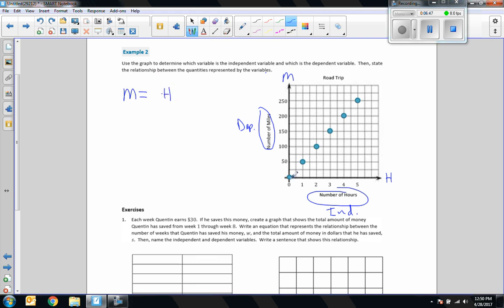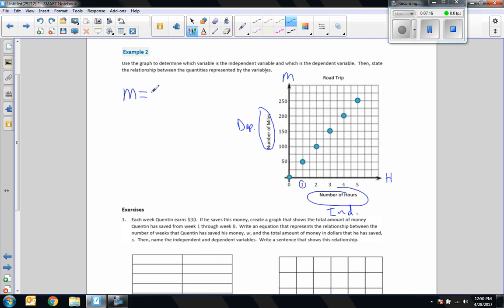Okay, so 0 times 0 is 0. 0 times anything is 0, so that doesn't help me. But I then went over 1 and up to 50. So when h was 1, m was 50. So 50 times 1 is 50, and that's how I figure out what my rate of change is. Okay, so if you don't understand what I did, h is 1. So let me do that again.